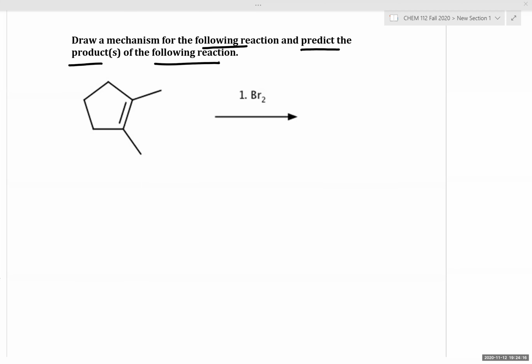So we know this alkene is a Z alkene, just as a hint. So let's try to draw out the mechanism and expected products.